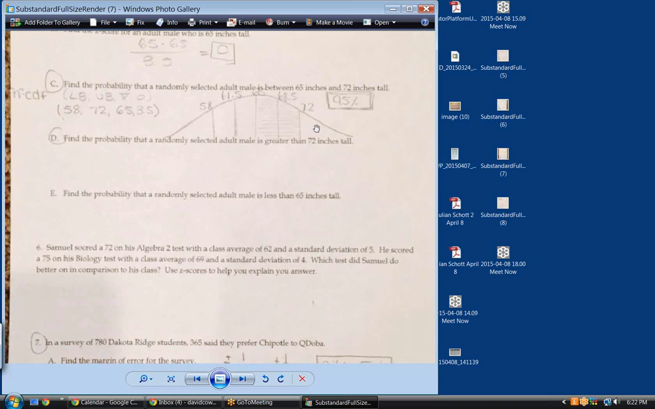5%? 5% is both ends. That's plus this would be 5%. Oh, okay. 2.5%. Okay. Again, half.